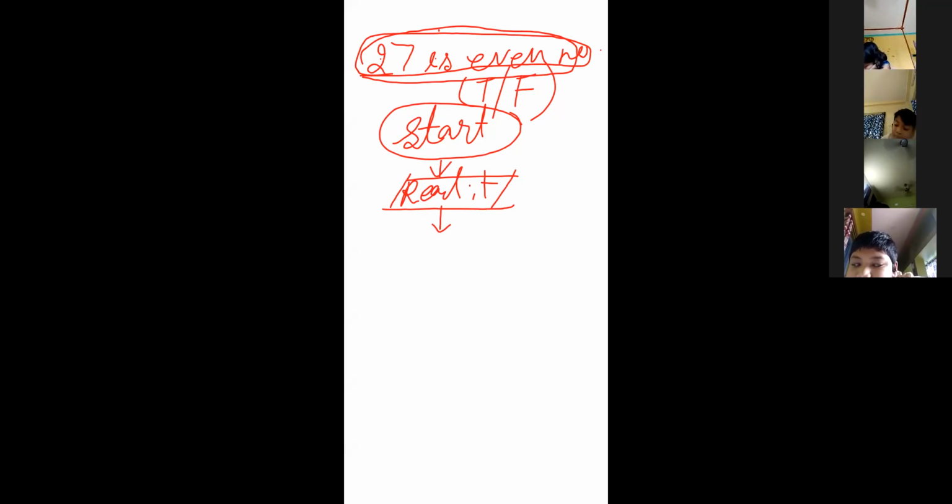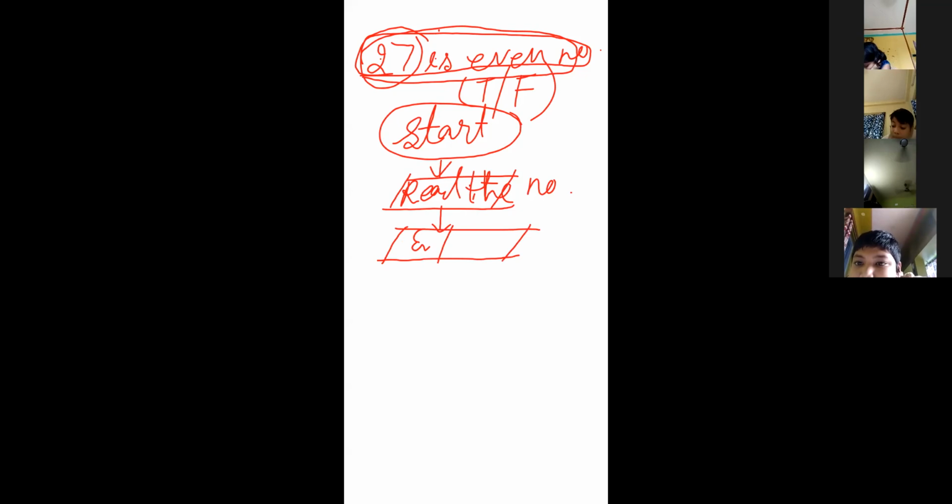Now, the second one also. You can use two statements here. Read the number 27. Read the number I am writing. Then a decision box: is it even or odd?